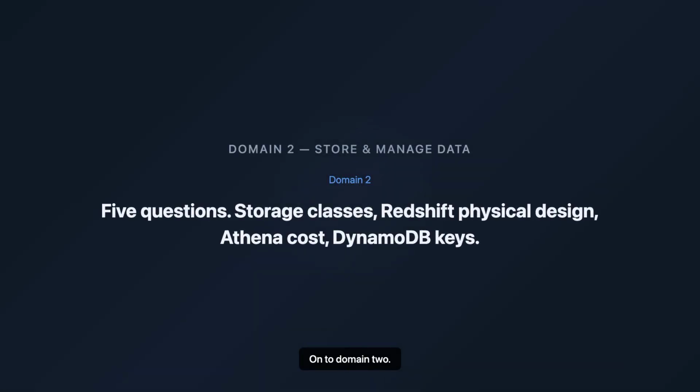On to Domain 2. 5 questions covering storage class selection, Redshift physical design choices like distribution and sort keys, Athena cost optimization, and DynamoDB key design. This domain is where small physical choices have huge cost implications, so the qualifiers tend to be about money and performance. Question 8, and here's another famous trap.